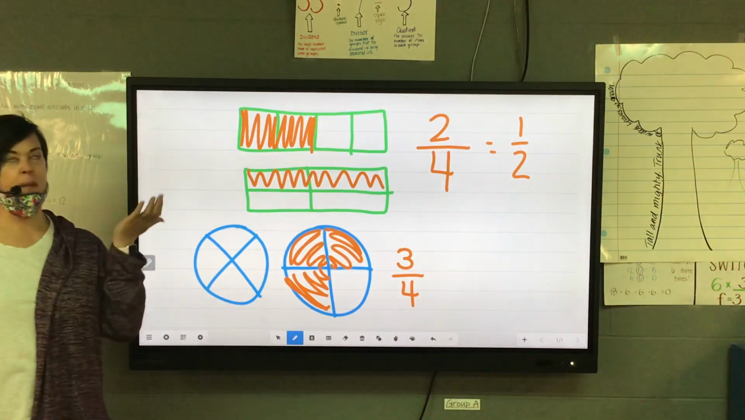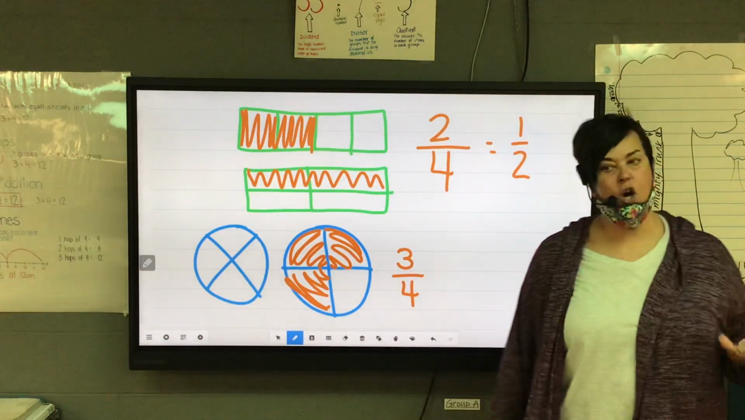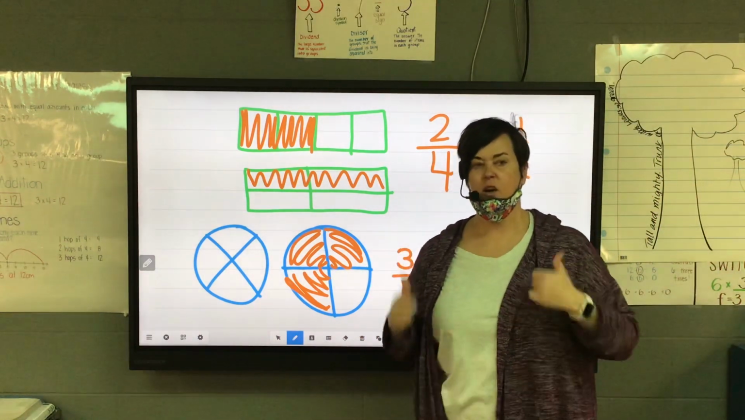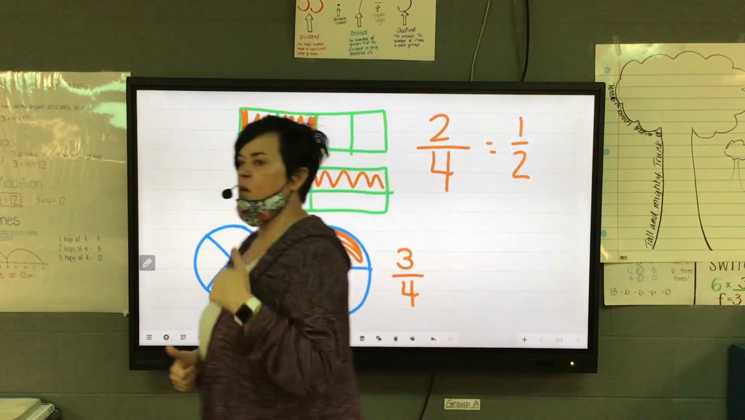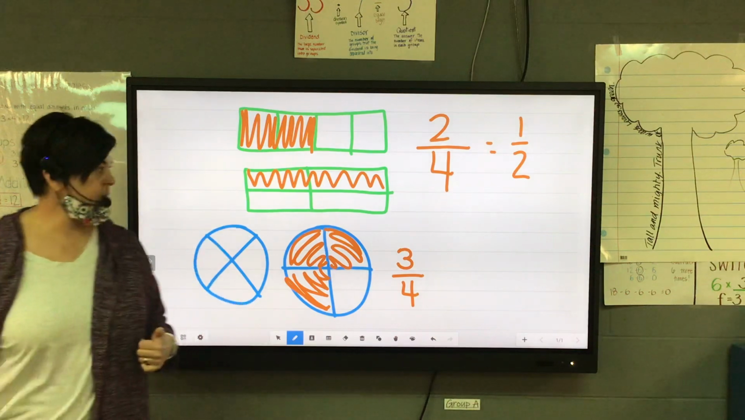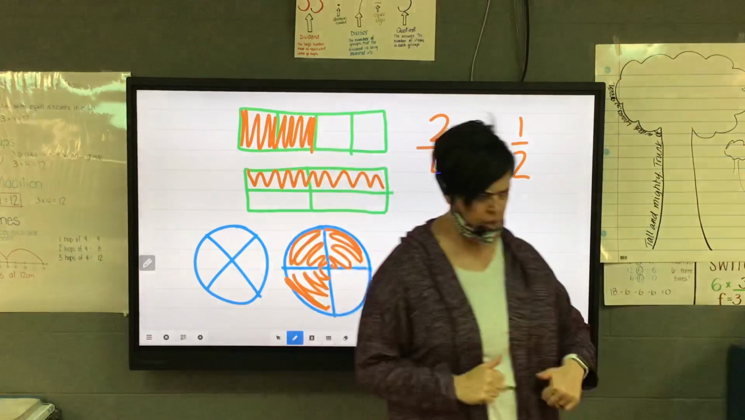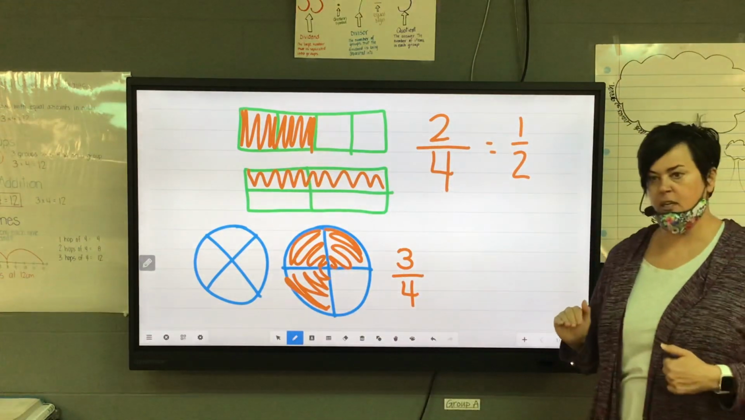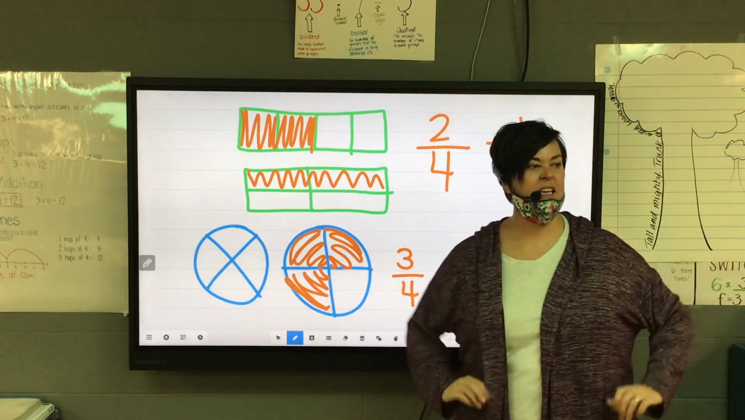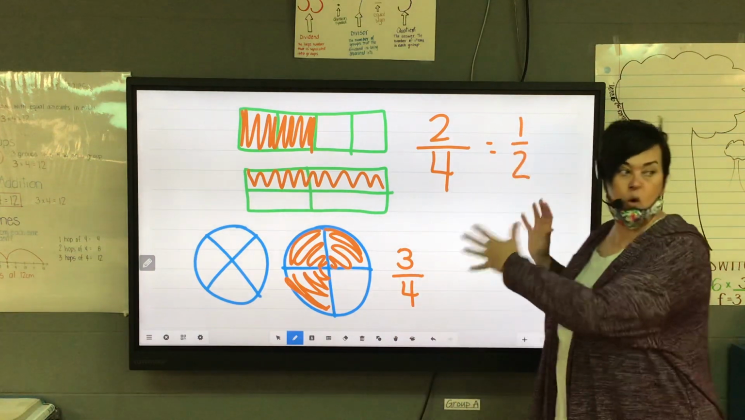Okay, who remembers with a thumbs up what the bottom number in a fraction is called? That number that tells us how many equal parts are in the whole thing. What is that word? Amy, is she right? The denominator is that bottom number that tells us, what does it tell us though? How many equal parts in the whole thing?